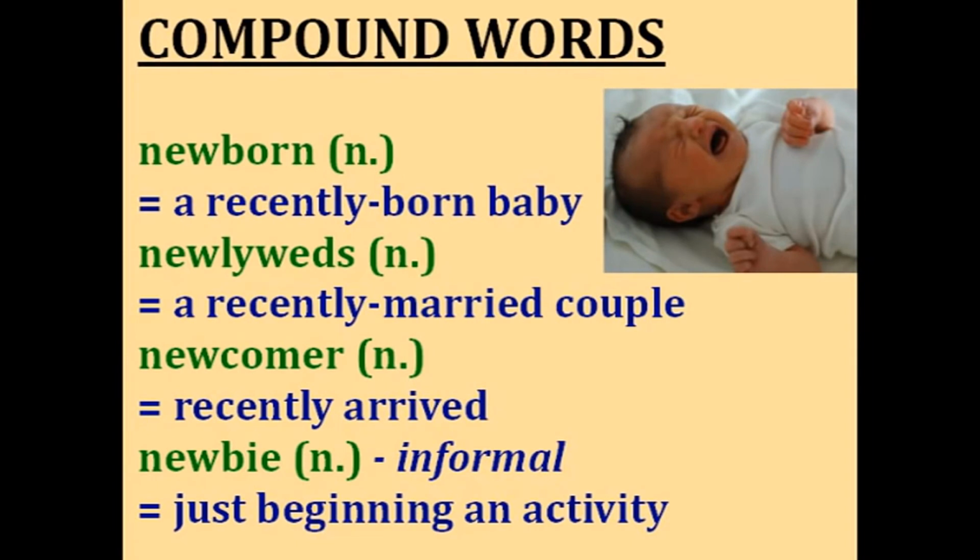Four compound words with the word new. A baby that has just recently been born is a newborn, like the baby in the picture. He's probably still in the hospital. That's a newborn. And two people who have just recently been married are newlyweds. That comes from newly and wedded, or wedding, which is the word for the marriage ceremony. Someone who has recently arrived at an event or someone who has recently joined a social group is a newcomer, a new person coming into the event or social group.